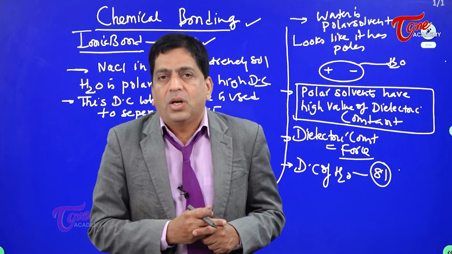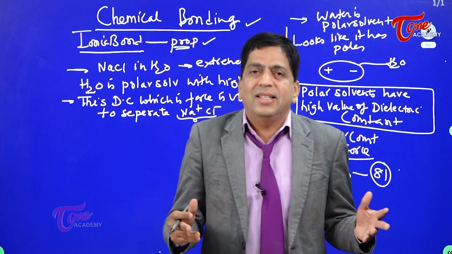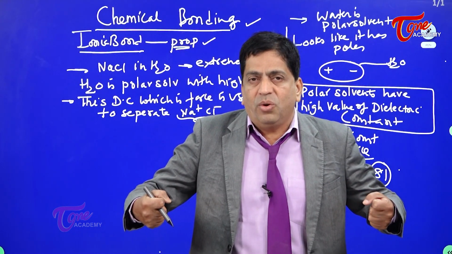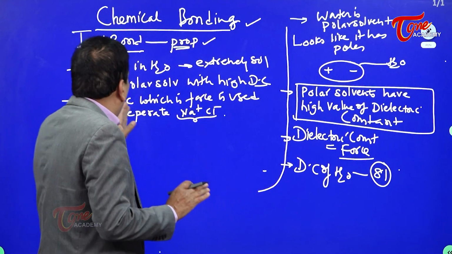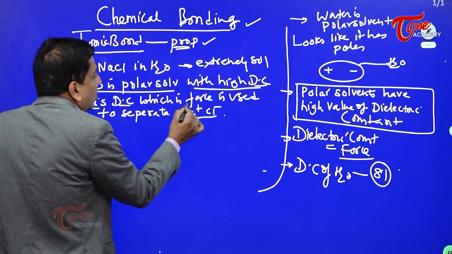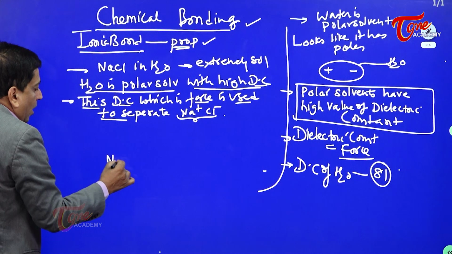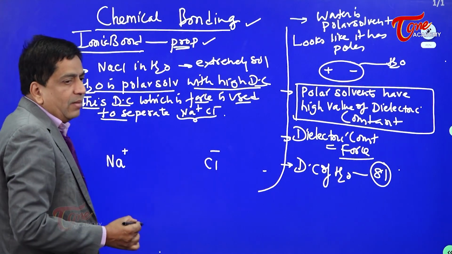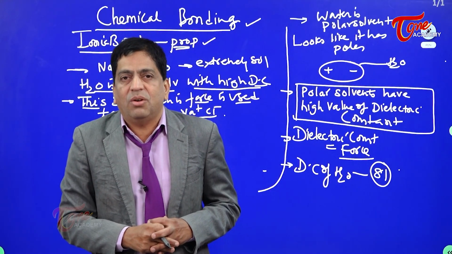Mind you that. Because the dielectric constant is very, very less, 50 points lesser than water. So if the force is lesser for alcohol, it is unable to pull the positive ion and the negative ion of an ionic compound like NaCl apart. So you fail. So the first thing one must understand is water is a polar solvent with high dielectric constant. This dielectric constant, which is a force, is used to separate Na plus and Cl minus. Now the Na plus and the Cl minus are separated, and you have used a force that is the dielectric constant.